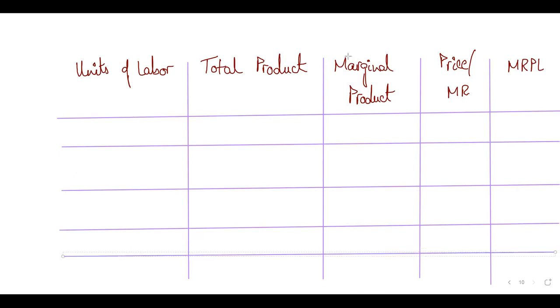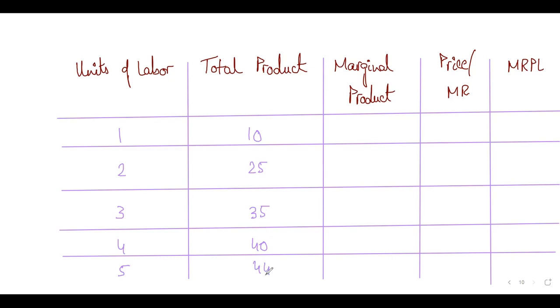Okay, now have a look at this. Let's assume you hired the first unit of labor, and the total product was 10. Then you hired the second employee, and the total output that the company produced went to 25. Then you hired the third person and your total output increased to 35. Then you hired the fourth person and your total output increased to 40. And then you hired the fifth person and your total output rose to 44.